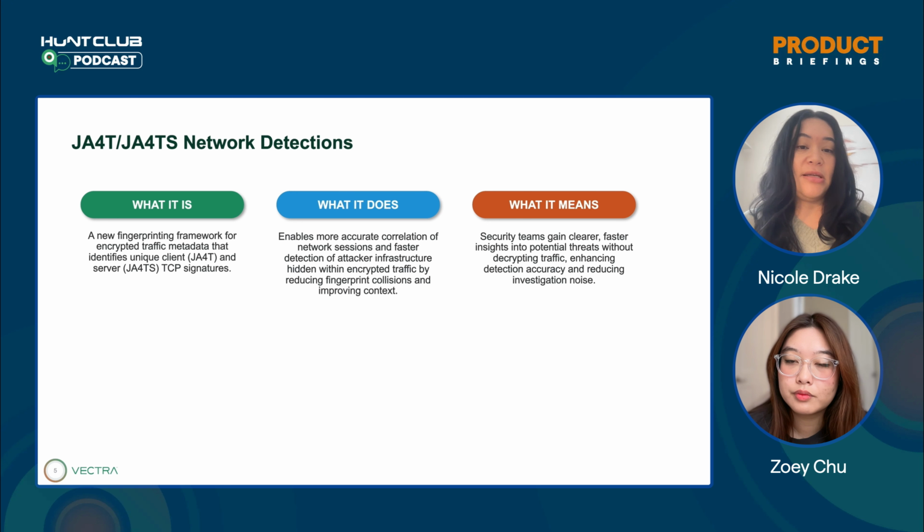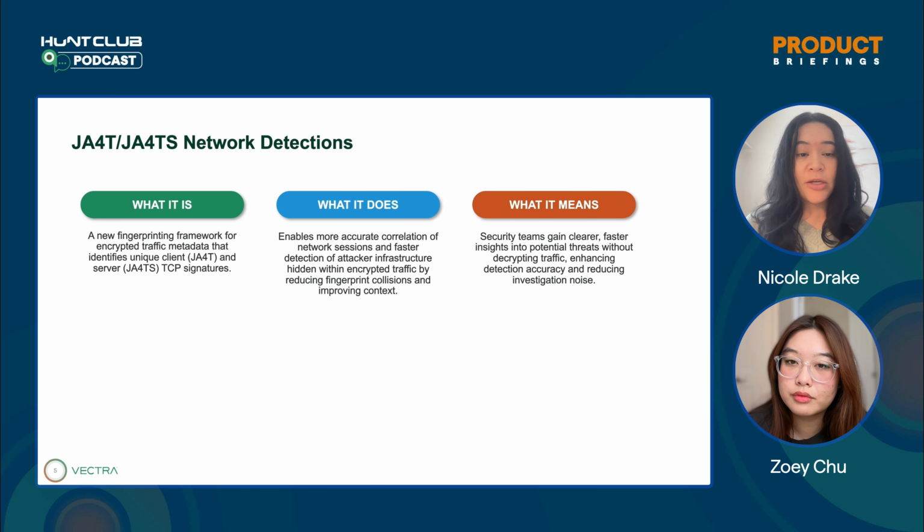So what it does is essentially enable more accurate correlations of network sessions and dramatically faster detection of attacker infrastructure that's trying to hide within encrypted traffic. It does this by reducing fingerprint collisions and improving context. So basically, it's just better at differentiating between legitimate network traffic and malicious activity.